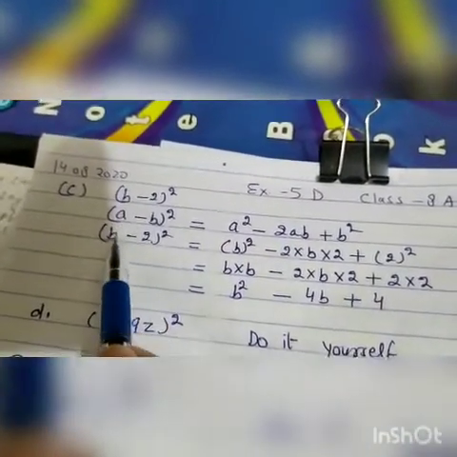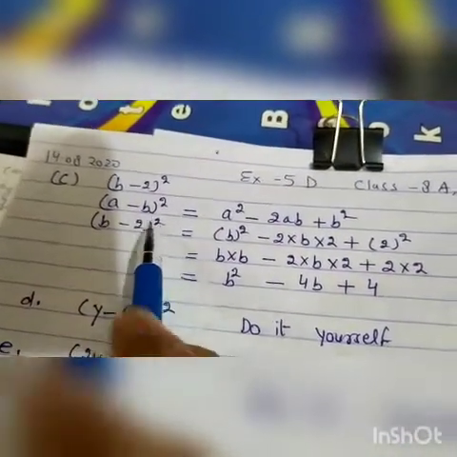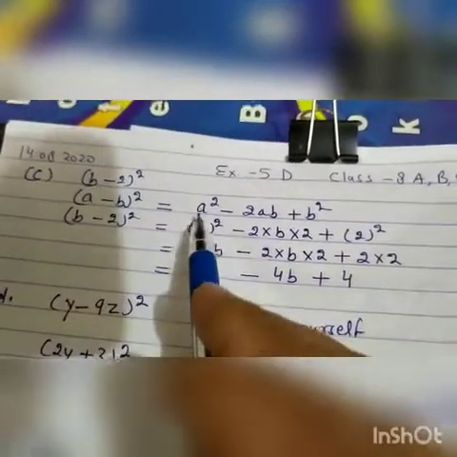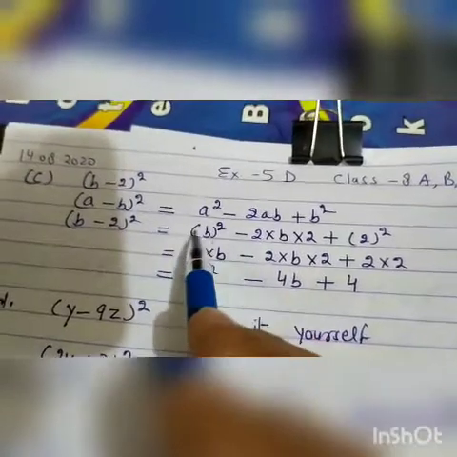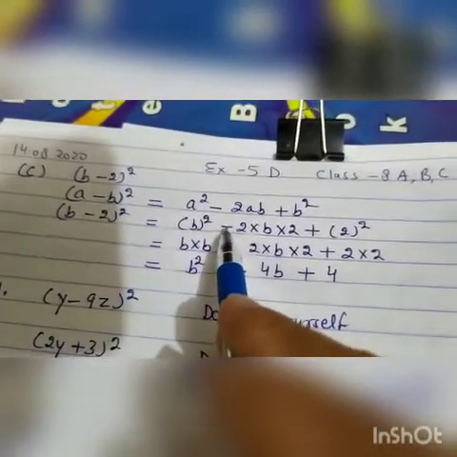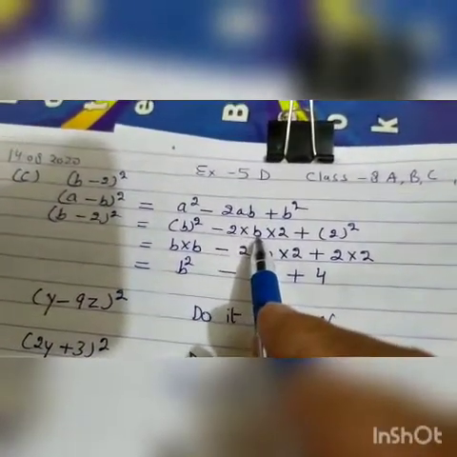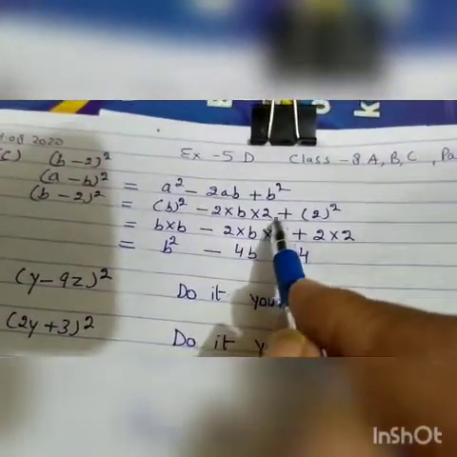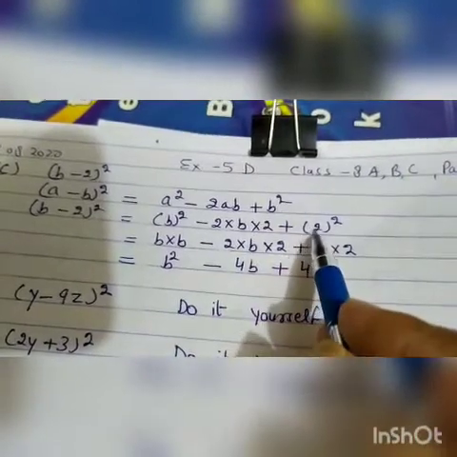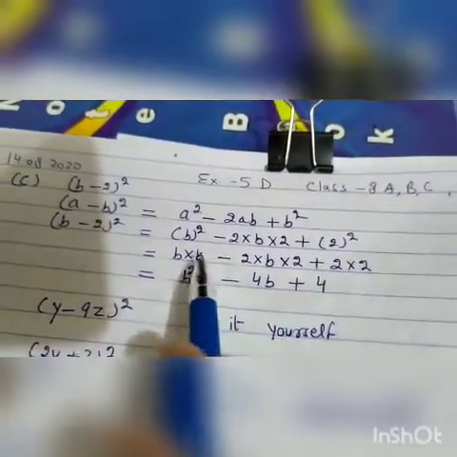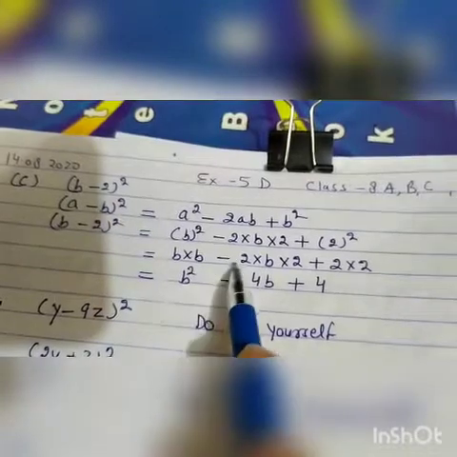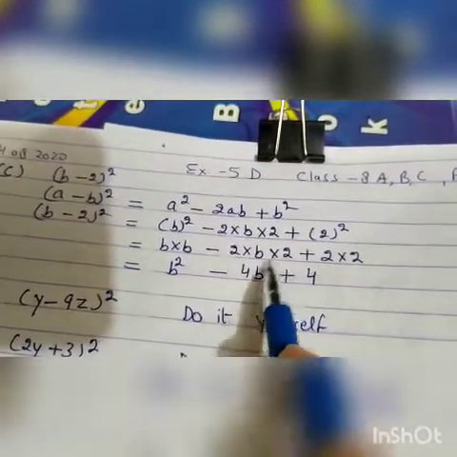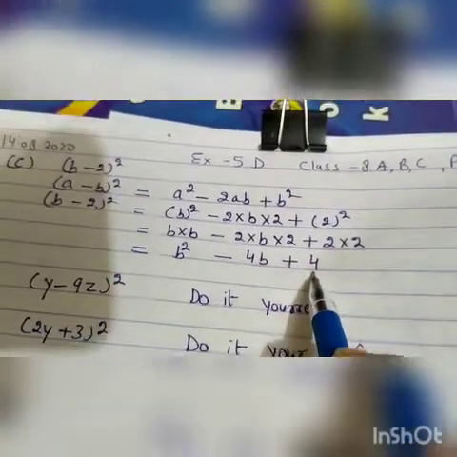Now question is (b minus 2) whole square. Again, first term is b and second term is 2. So we will write b whole square, first term whole square, minus 2 multiply first term b multiply second term 2, plus second term whole square, it is 2 whole square. So it will be b square minus 2 multiply b multiply 2, it will be minus 4b, plus 2 twos are 4.